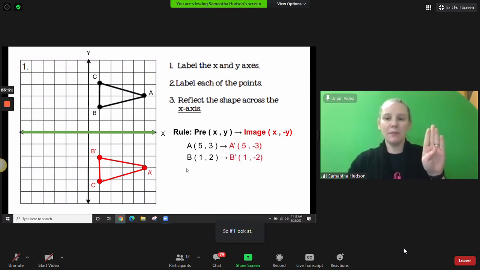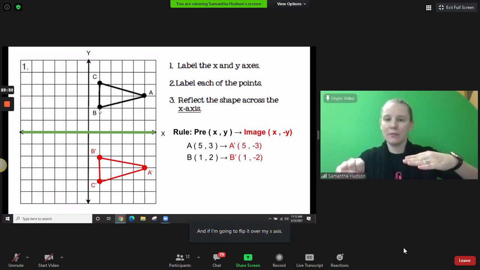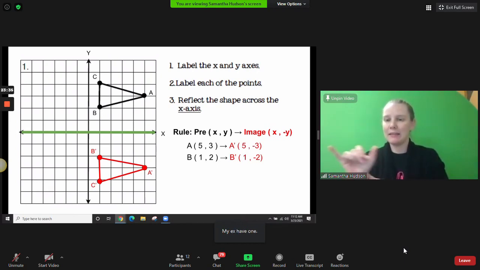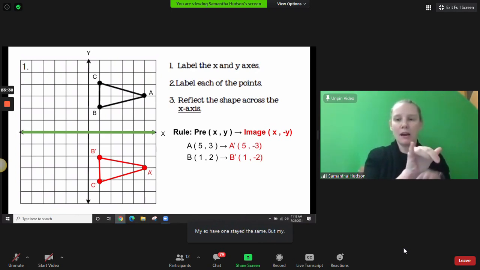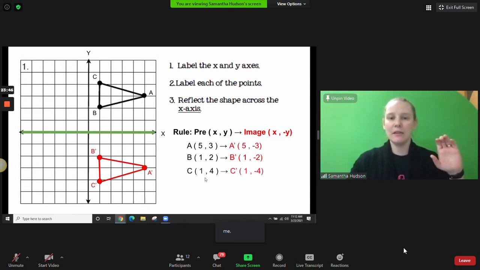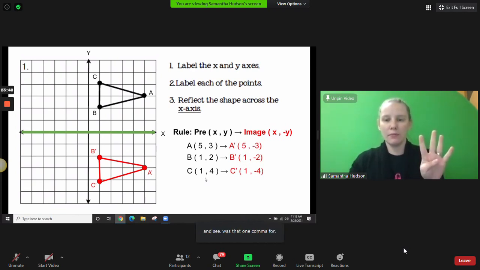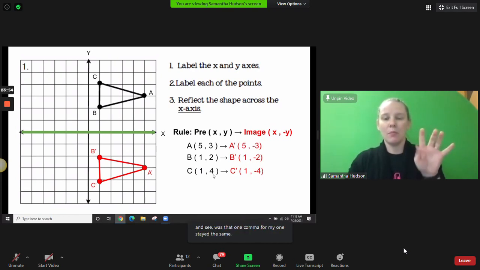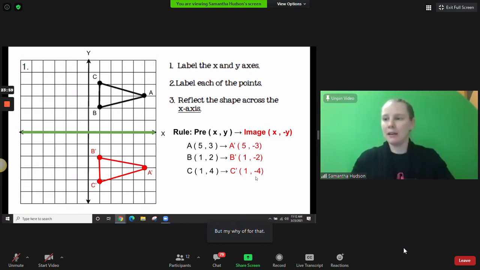So if I look at B, B is at 1 comma 2. And if I'm going to flip it over my X axis, my X of 1 stayed the same, but my Y became a negative, so negative 2. And C was at 1, 4. My 1 stayed the same, but my Y of 4 became a negative.